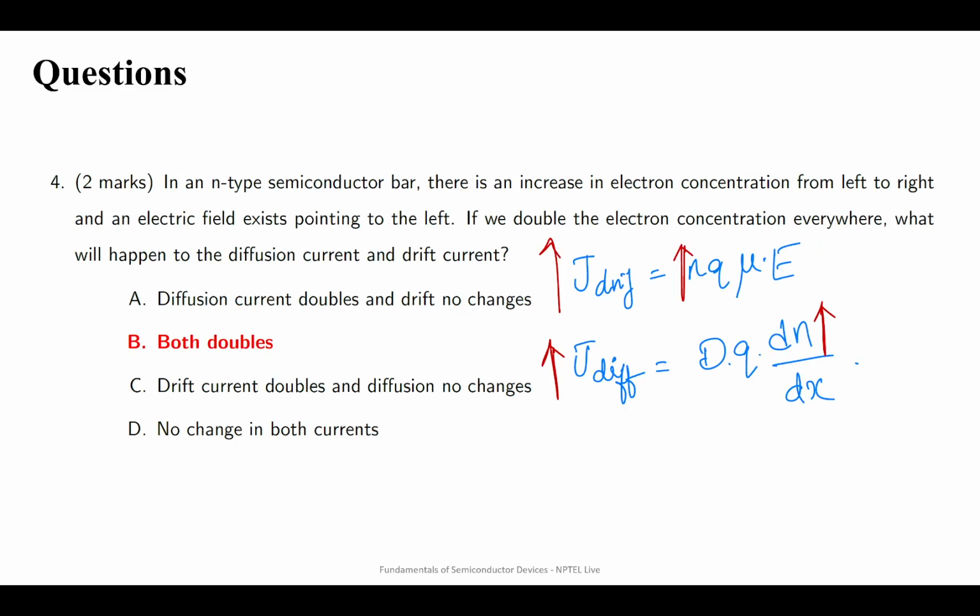That is correct. Both diffusion and drift current will double because both depend on N. Your drift current is n q mu E, so if you double N, your drift current doubles. Diffusion current is q D dn by dx. Here also, if you double the N, your dn by dx will also double, and your diffusion current will also double.